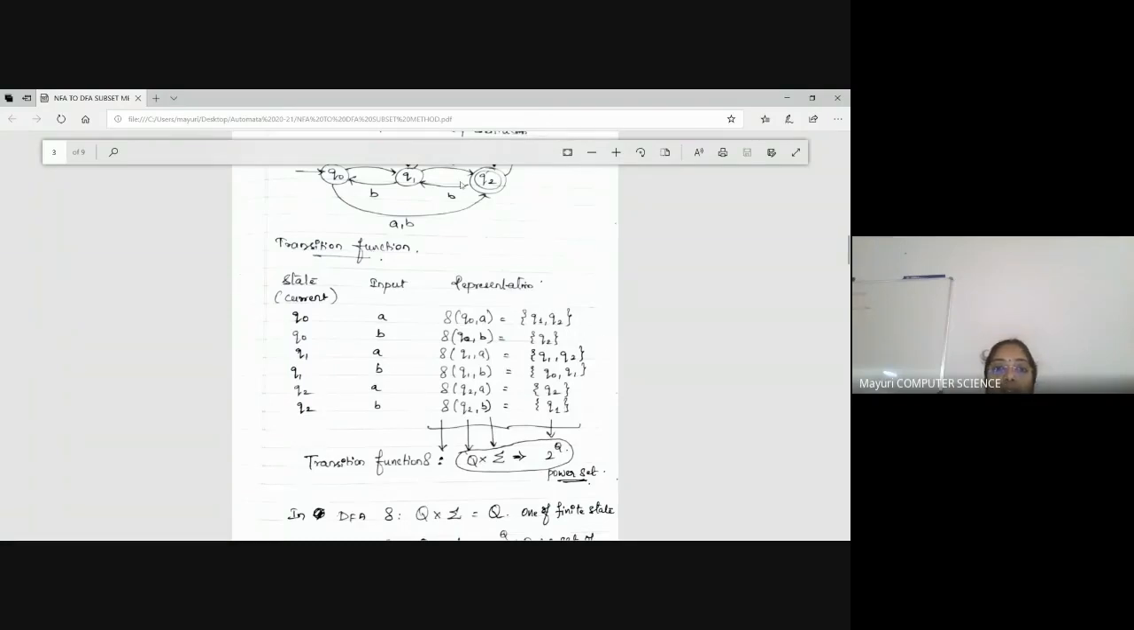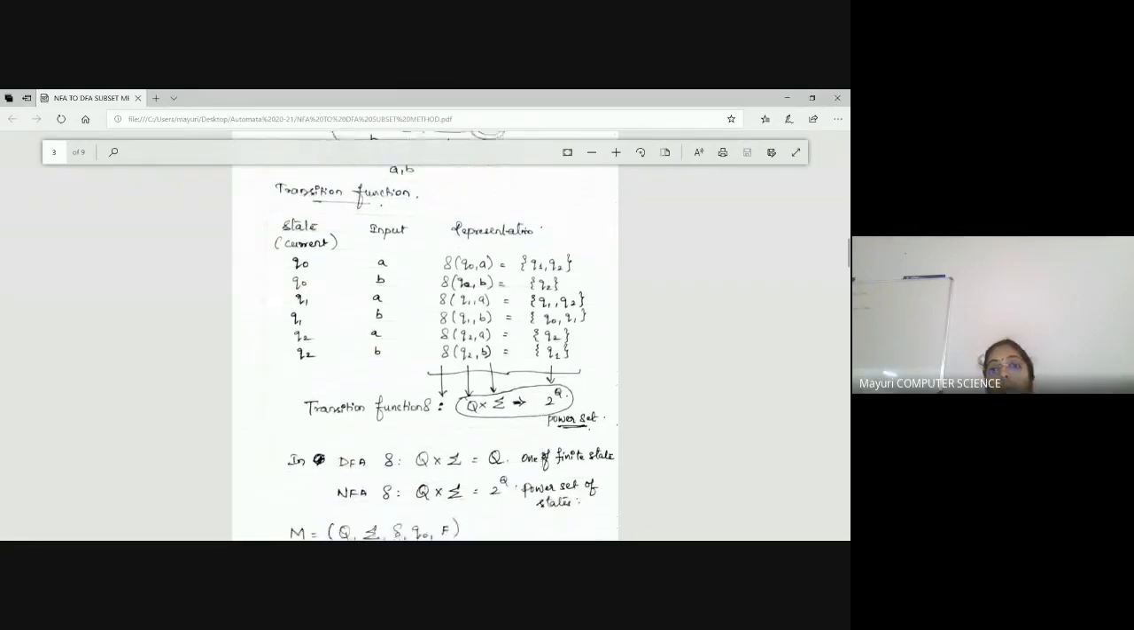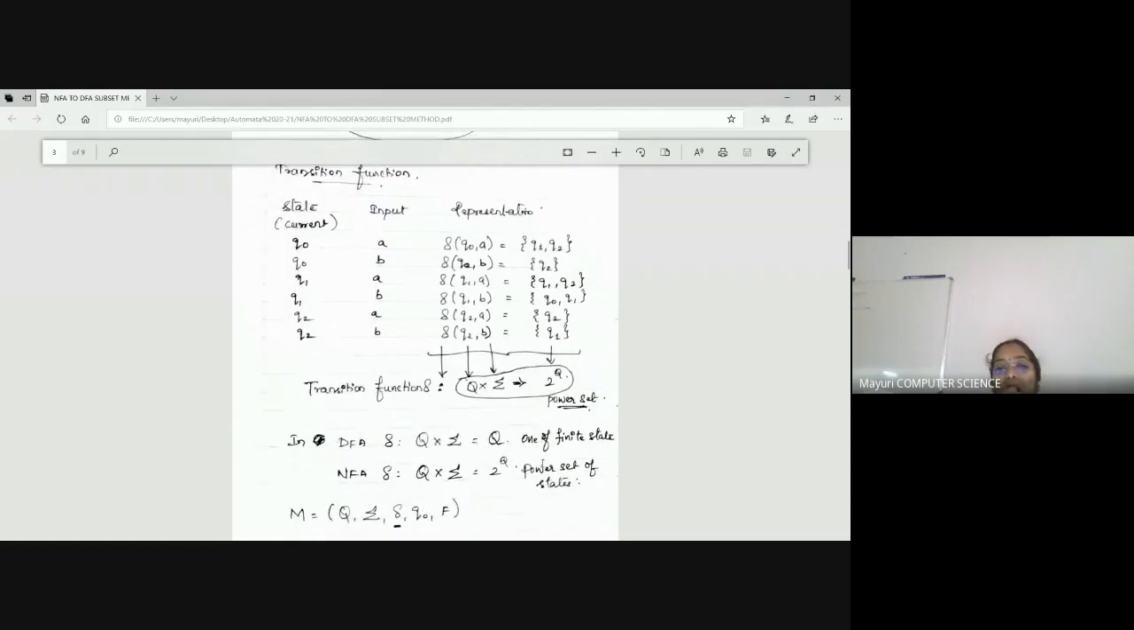Out of three states, what are all the power sets? See, the null set is one of the power sets. Q0, then Q1, then Q2 is a power set. Q0, Q1, Q0, Q2, Q1, Q2, then Q0, Q1, Q2. 2 power 3, 8 states. So the resultant state can be anything out of your 8 states. That is the representation. So have you understood the transition function of NDFA? Yes or no?